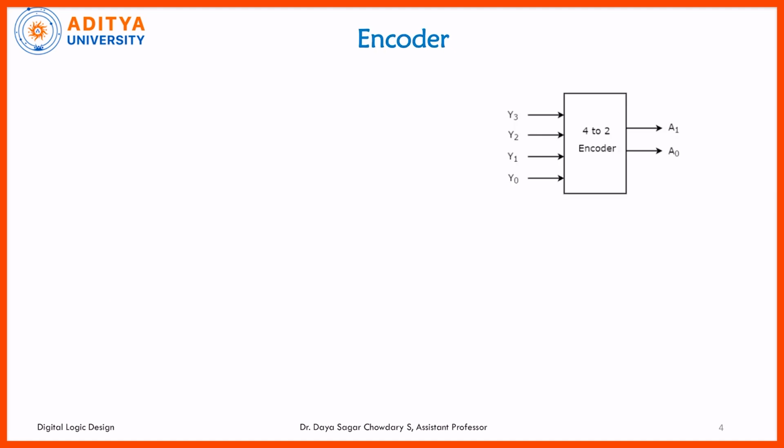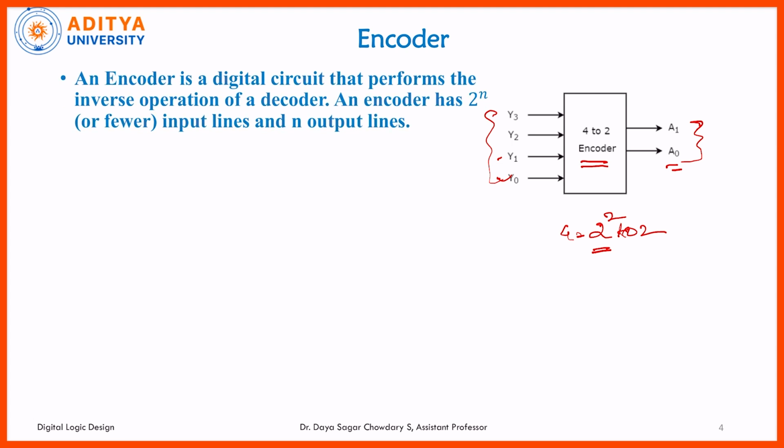Let us consider the 4 to 2 encoder. Again, 4 to 2, or 4 into 2, or 4 is to 2, we can consider anything. The 4 to 2 encoder is 4 into 2 to the power of 2, that is, 4 multiplied by 2. That means there are 4 inputs and 2 outputs. y0, y1, y2, y3 are the 4 inputs and the outputs are a0 and a1. So this is a 4 to 2 encoder.